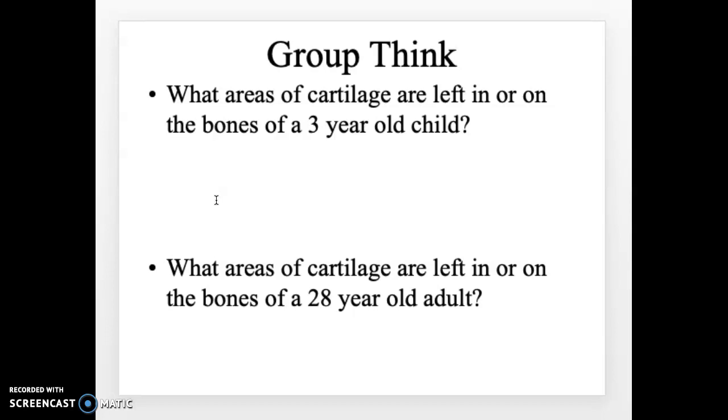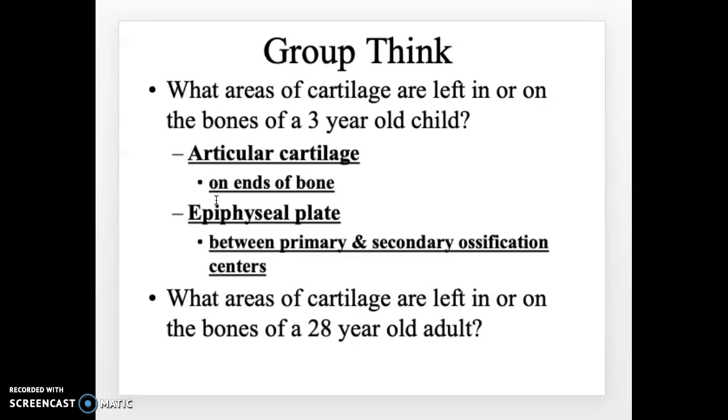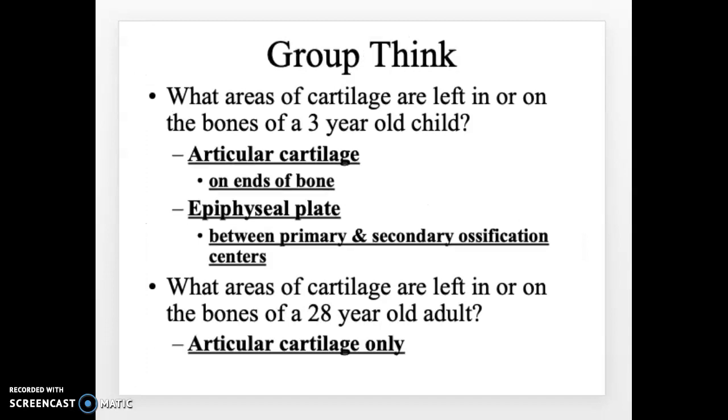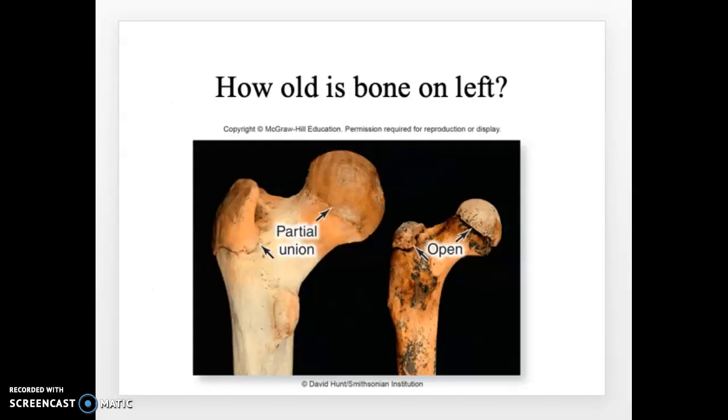So what areas of cartilage are left in or on the bones of a 3-year-old? So they have articular cartilage, which is on the end of the bone. Then they have epiphyseal plate cartilage, which is between the primary and secondary ossification centers. And this is the site of elongation. What about in the 28-year-old adult? So adults will only have the articular cartilage. They won't have any epiphyseal cartilage remaining.